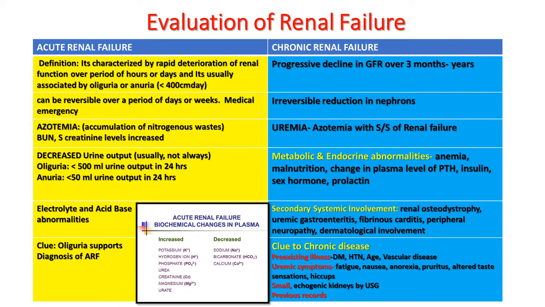The definition of acute renal failure is rapid deterioration of the renal function over a period of hours or days and is usually associated with oliguria or anuria, which can be reversible over a period of days or weeks, and it is a medical emergency. Whereas chronic renal failure is progressive decline in glomerular filtration rate over 3 months to years, and there is irreversible reduction in nephrons.